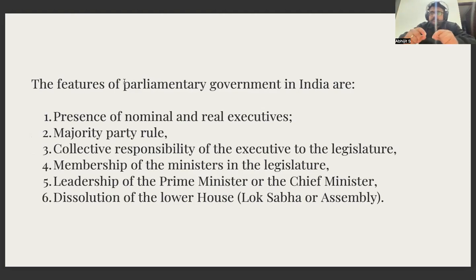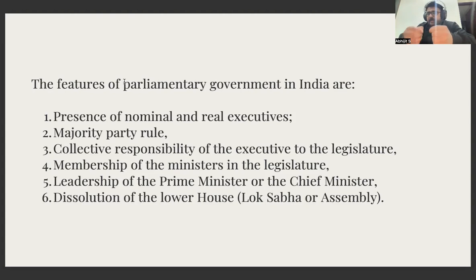A majority party rule, collective responsibility of the executive to the legislature. So in India, you do not have a scenario where you can pass a no confidence motion against one minister. A no confidence motion is passed against the entire government. So there is a collective responsibility of that entire government to the parliament.